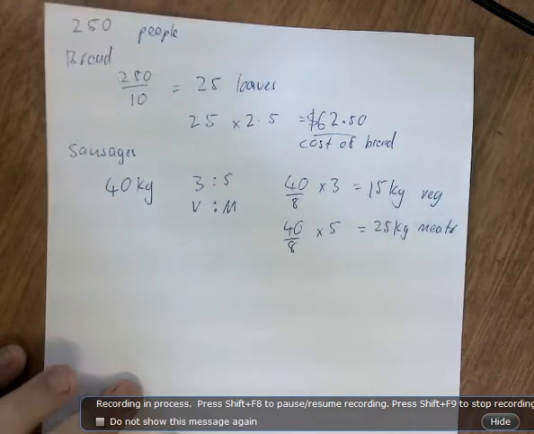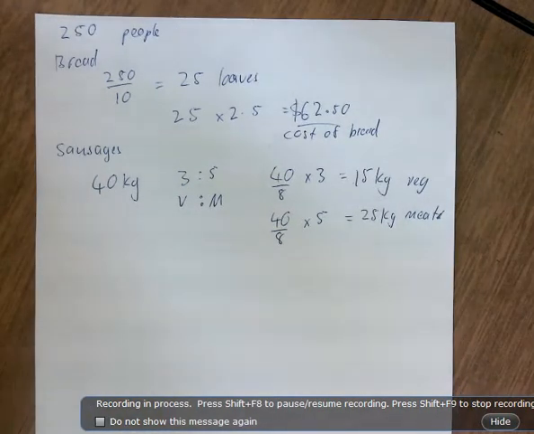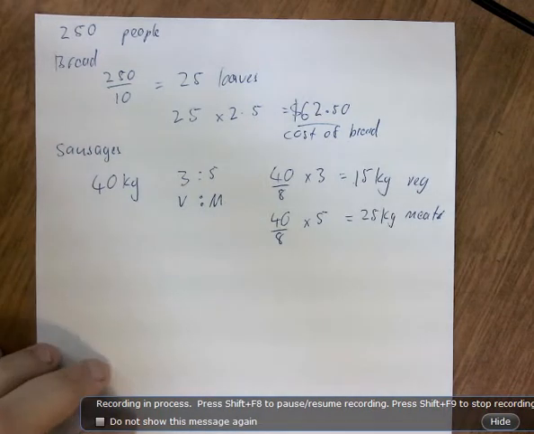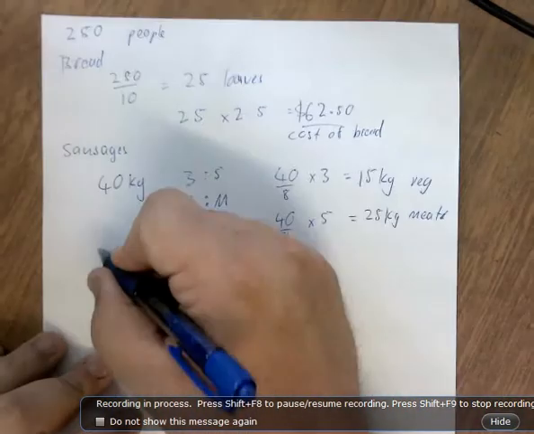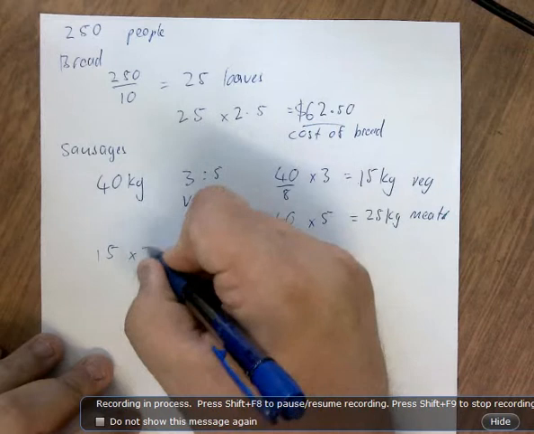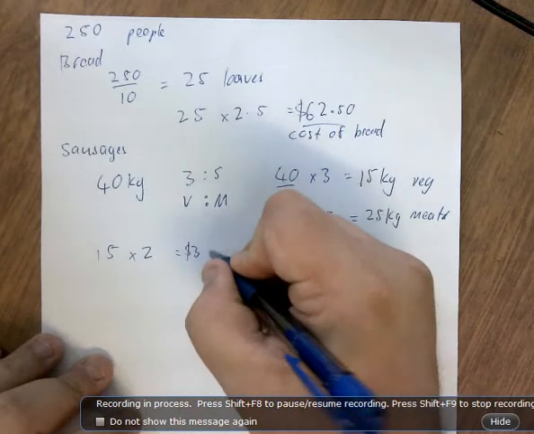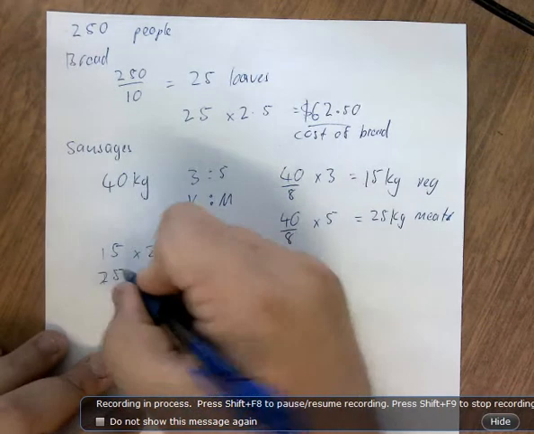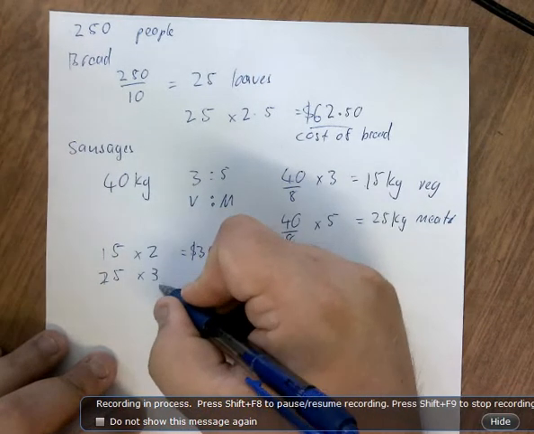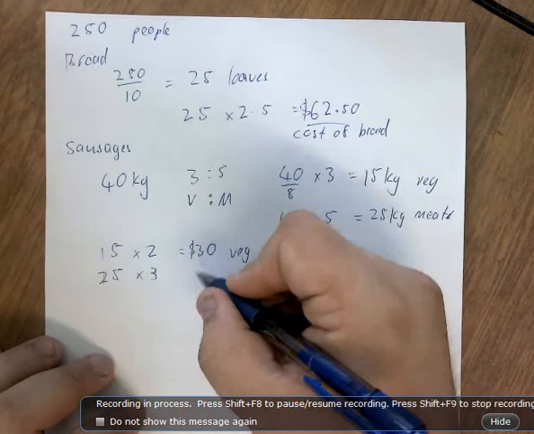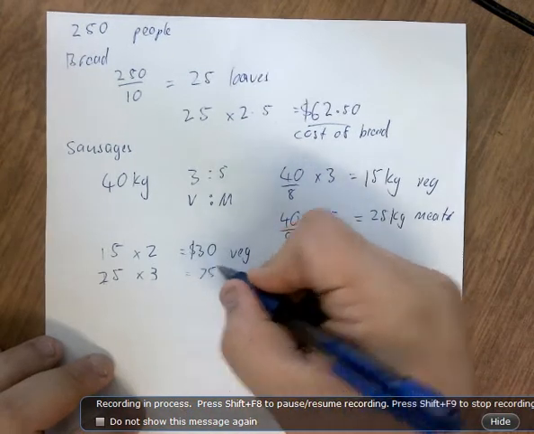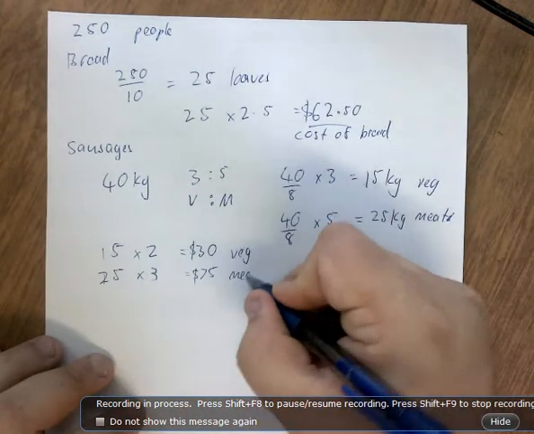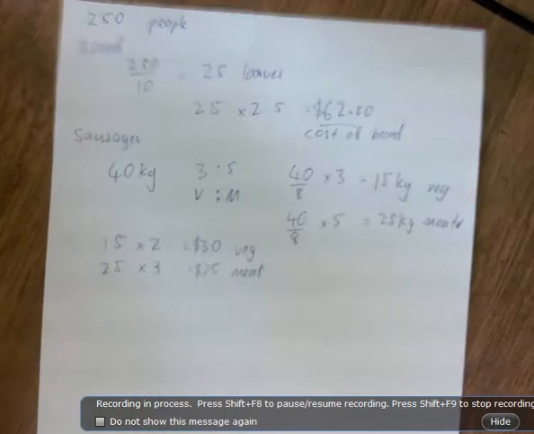So that is 40 kilos all up. So we need to work out the cost. So $2 per kilogram for vegetarian, so that's 15 kilograms times $2 each equals $30 for veg, and 25 kilos times $3 per kilogram equals $75 for meat. So that's a total of $105.